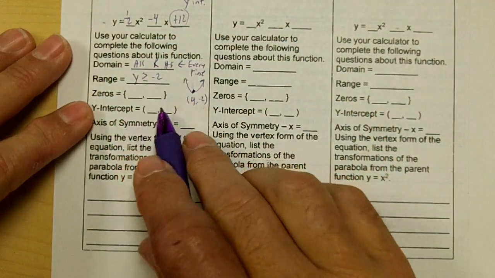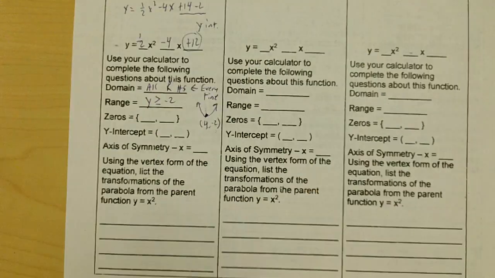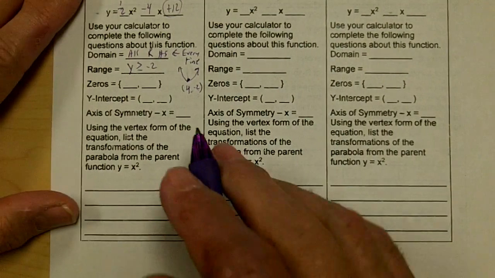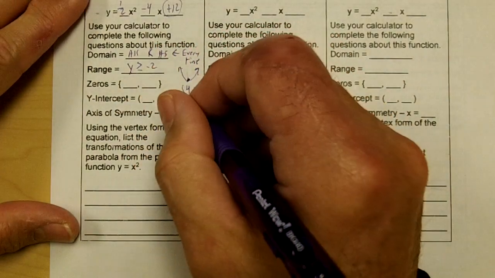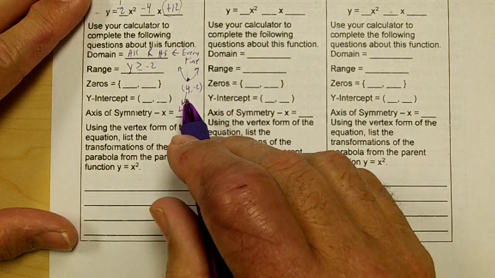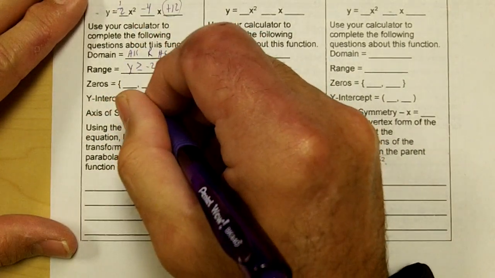Okay, now then use the calculator. I don't have the calculator with me handy or functional. Let me get a calculator. Well, I'm just going to skip this. The axis of symmetry is going to be this number right here, right? Which is going to be x equals 4. The y-intercept is going to be 0, 6.